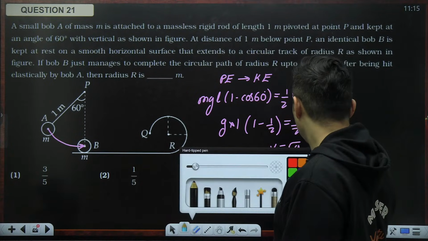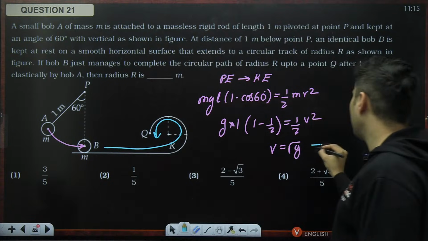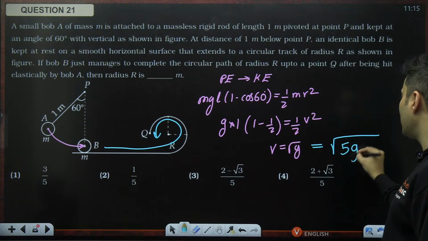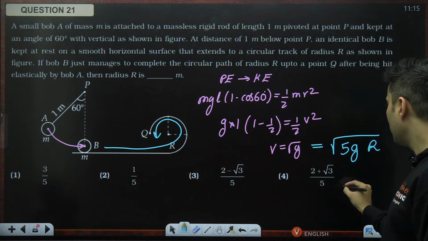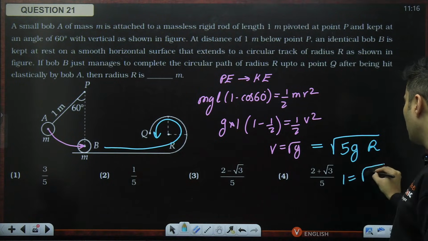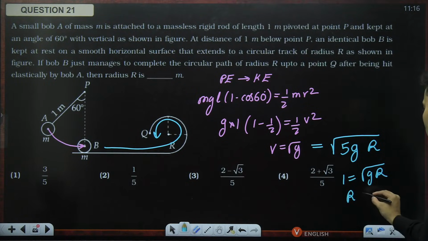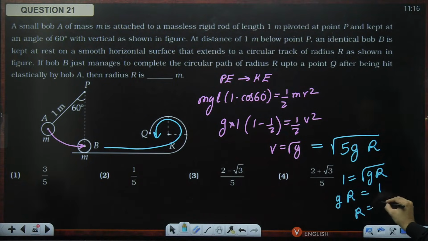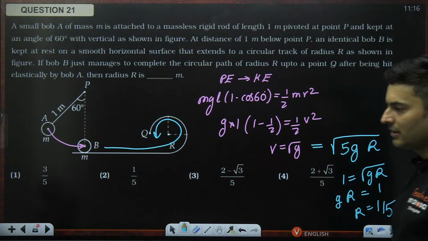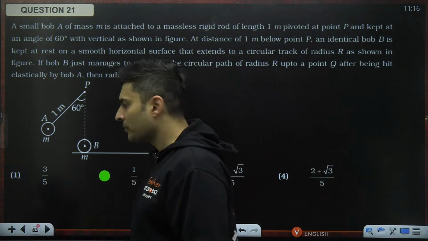Now because after this the ball has to complete the circular motion, this velocity has to be root of 5g into radius. That's all. So root g will cancel, and you will be getting 1 is equal to 5 GR. So GR will be nothing but 1, so R will be nothing but 1 by 5 meters, which is option 2.